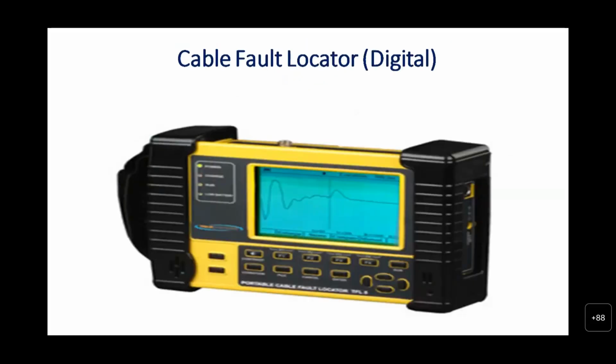So this is the digital cable fault locator, where you can see the point where the cable is open. The spike is there, which shows it is an open circuit. If low insulation is there, the signal will be on the negative side.